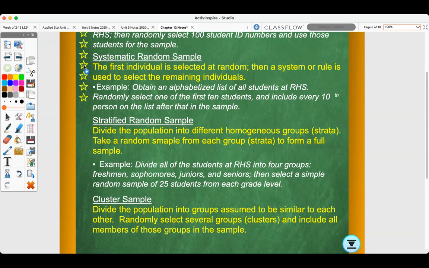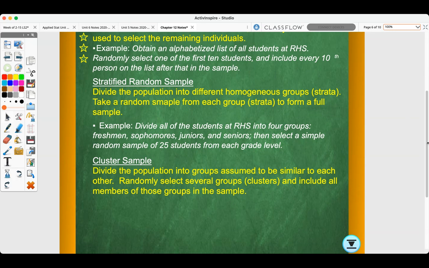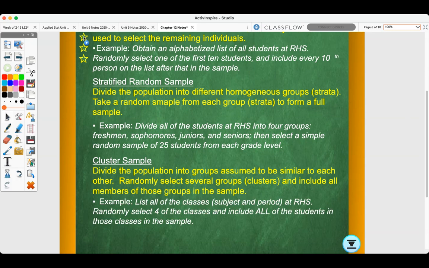Cluster sample. Divide the population into groups assumed to be similar to each other. Randomly select several groups or clusters and include all members of those groups in the sample. An example would be to list all the classes, subject and period, at RHS. Randomly select 4 of the classes and include all the students in each of those classes in the sample.